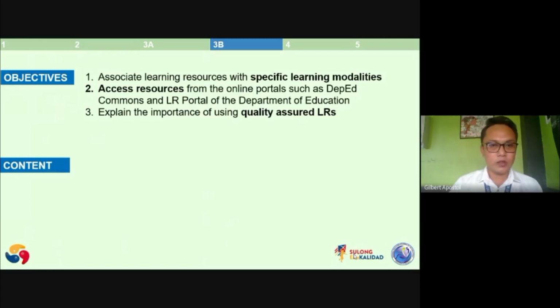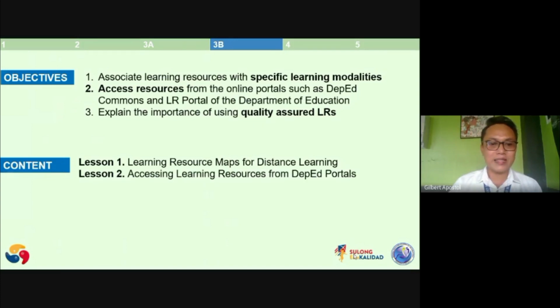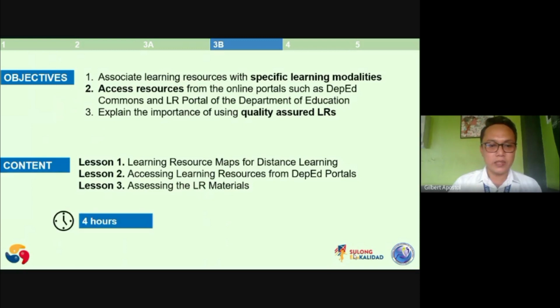So what are the content of Module 3B? First is Lesson 1, Learning Resource Maps for Distance Learning. Lesson 2 is Accessing Learning Resources from DepEd portals. Lesson 3 is Assessing the LR materials. You are required to finish this in 4 hours.